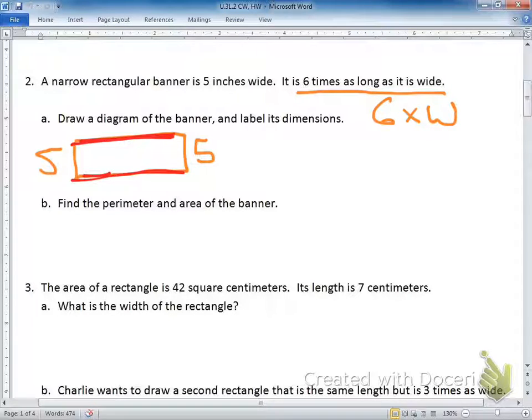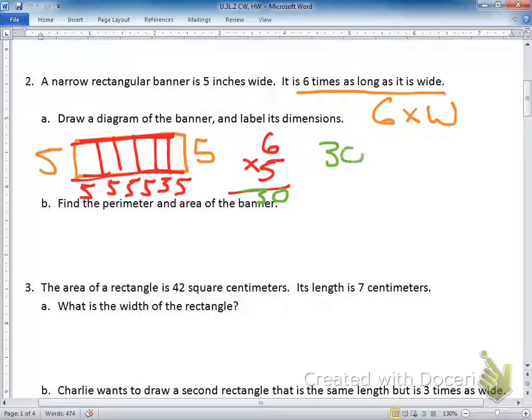Now what we need to do is find the length of each side. Okay, now it says it's 6 times as long, so we can take our length and divide it up into equal parts that are 5 inches. Now, in my picture, it's not exactly 5, but each one is going to be a representation of 5. So we need 6 of them, or you could do 6 times 5. If you add up all those 5s, or do 6 times 5, you're going to find out that our new length is 30 inches. Okay, so 30 inches equals our length.